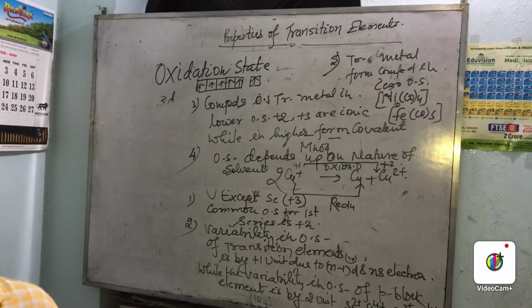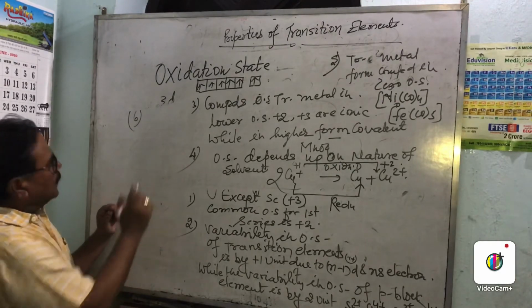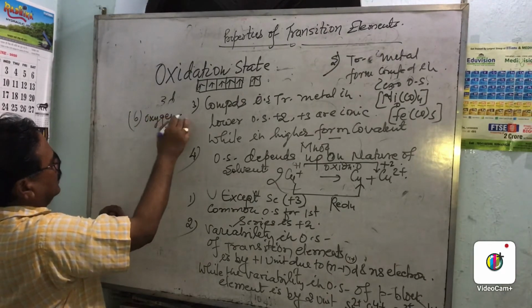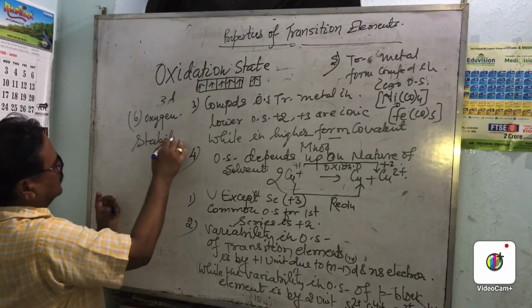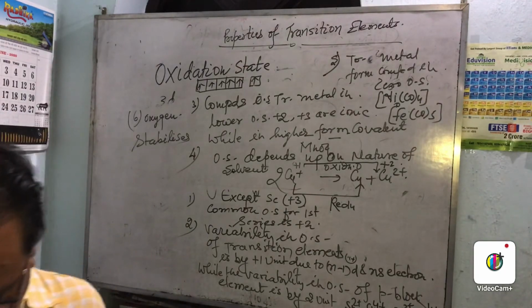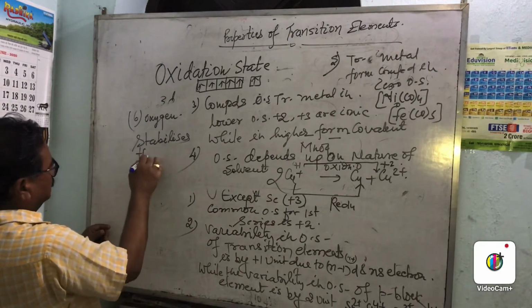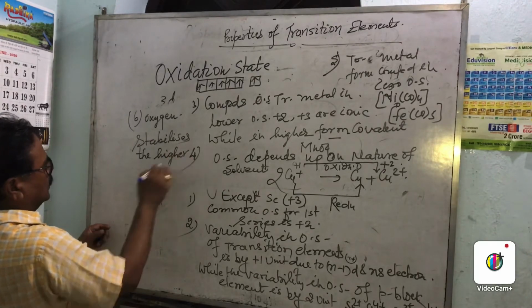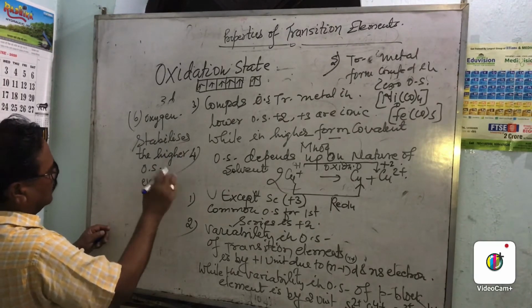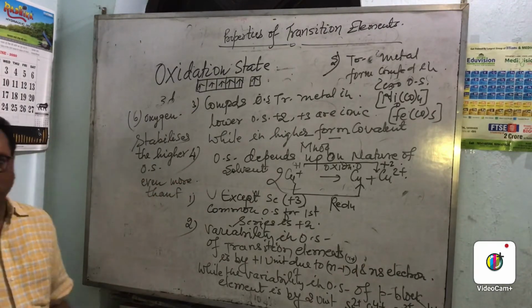Oxygen stabilizes the higher oxidation state even more than fluorine. This is a very important point. I write here: oxygen stabilizes the higher oxidation state even more than fluorine. Now here is the question.